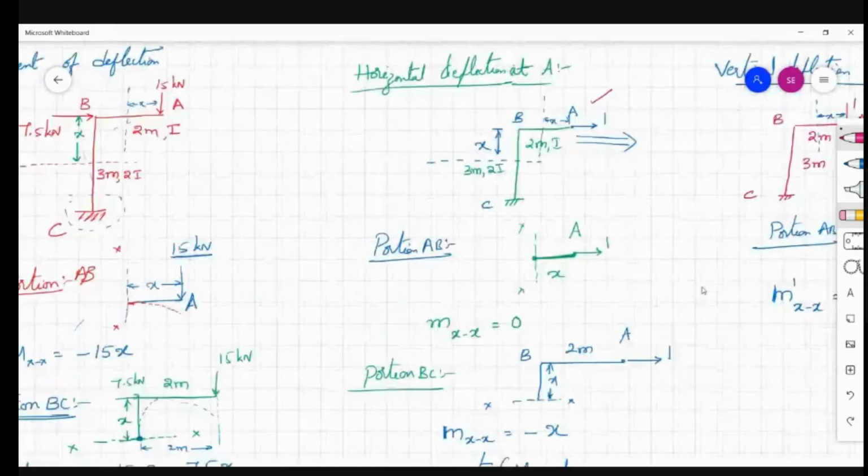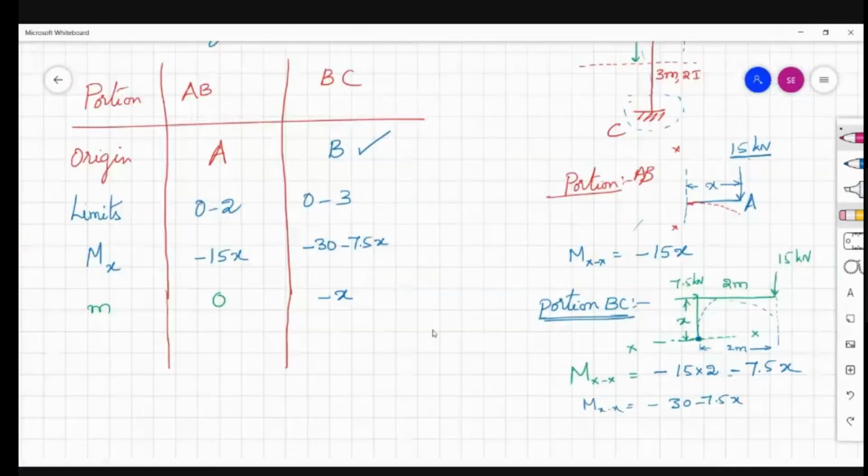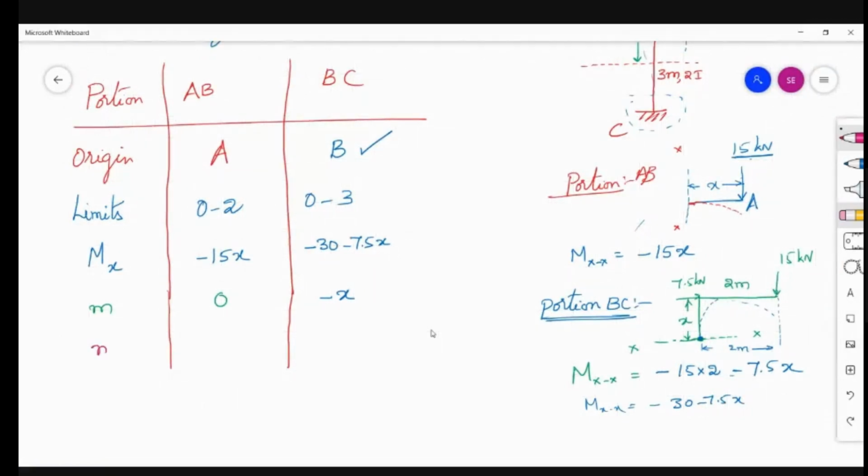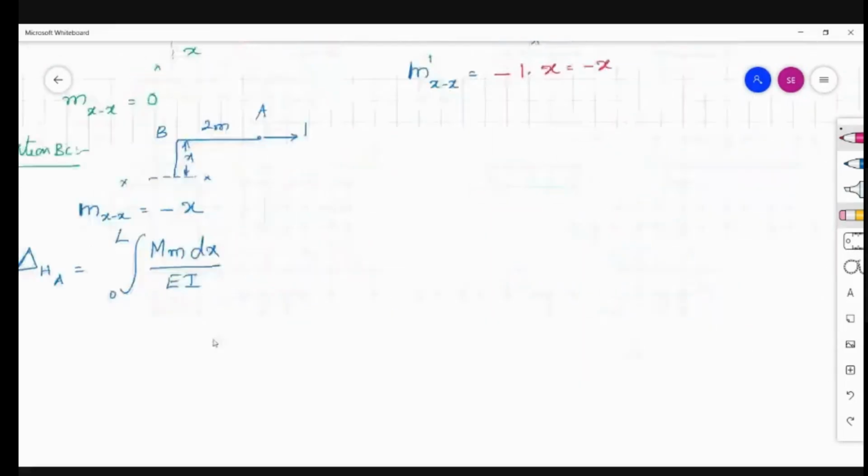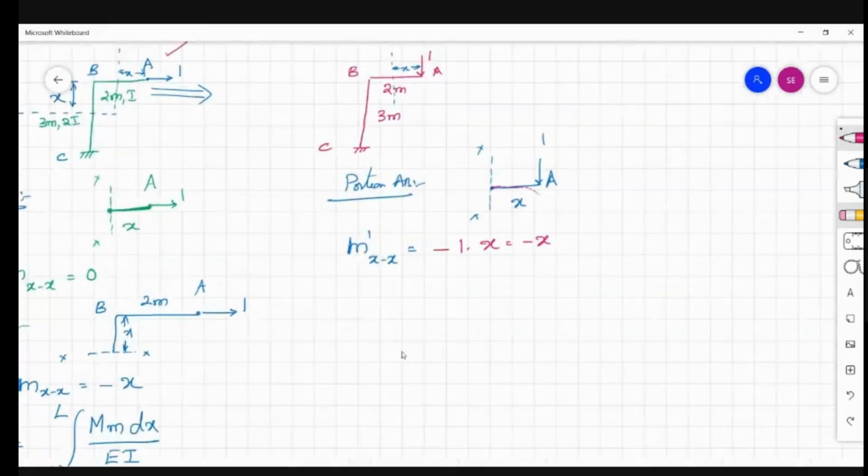Write this in the tabular form. So M dash is minus x.